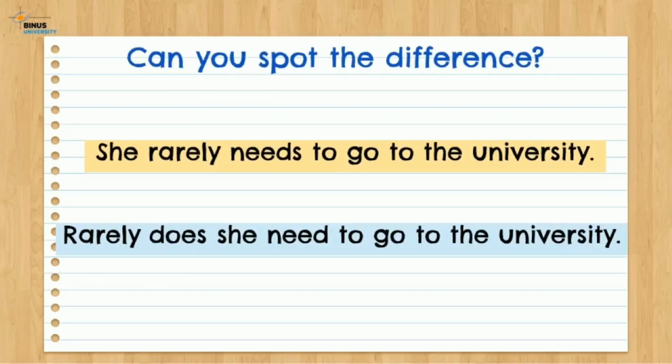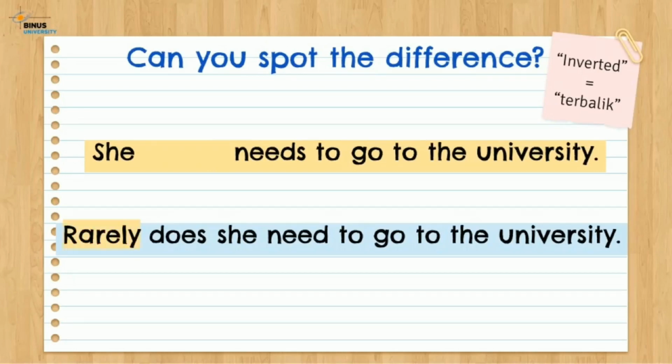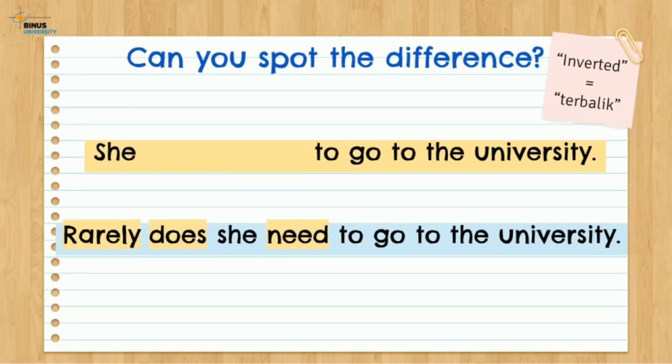Look at these two sentences. Can you see any differences? Inverted means terbalik in bahasa Indonesia. So, are there any words that are being inverted here? We can see that the word rarely is moved to the front. The word needs turns into does and need. And the subject, she, is put between does and need, just like a form of an interrogative sentence.